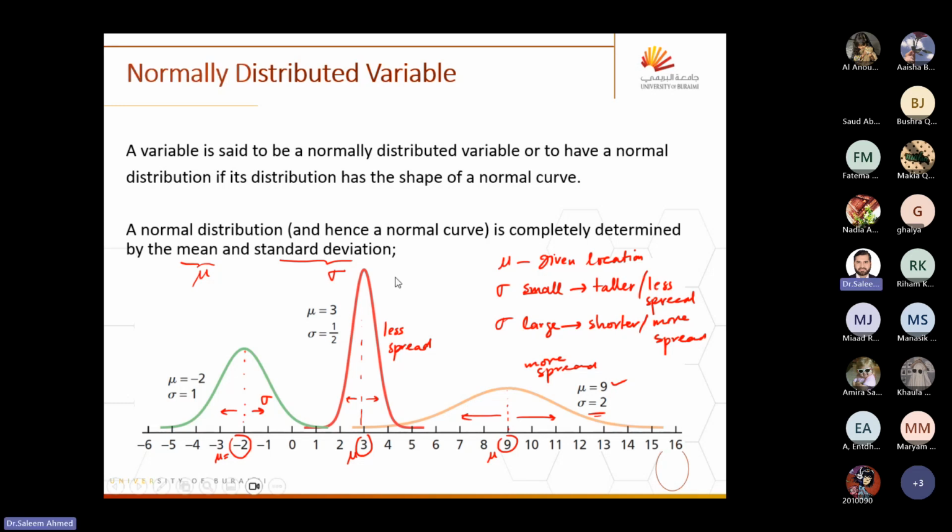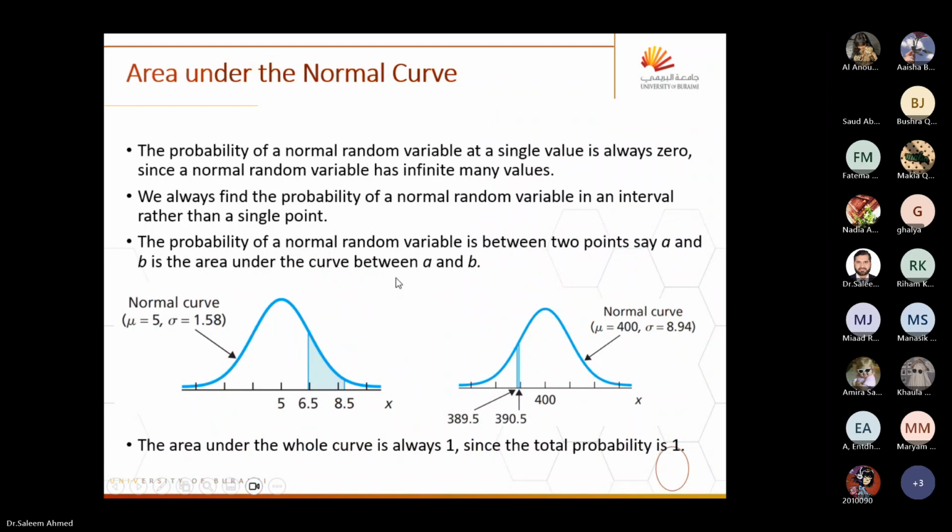If you want to find the area, the probability of a normal random variable at a single value is 0, because it's a continuous random variable. So they will not ask you the probability at x equal to 8, which will be 0. We always find the probability in an interval, as whenever we discuss continuous random variables.